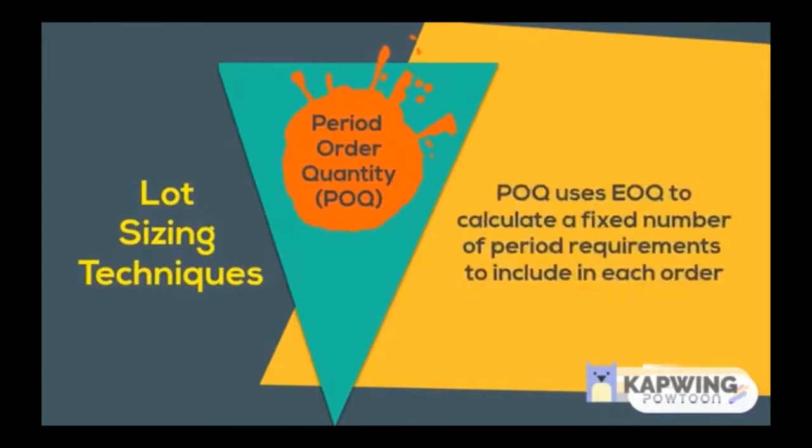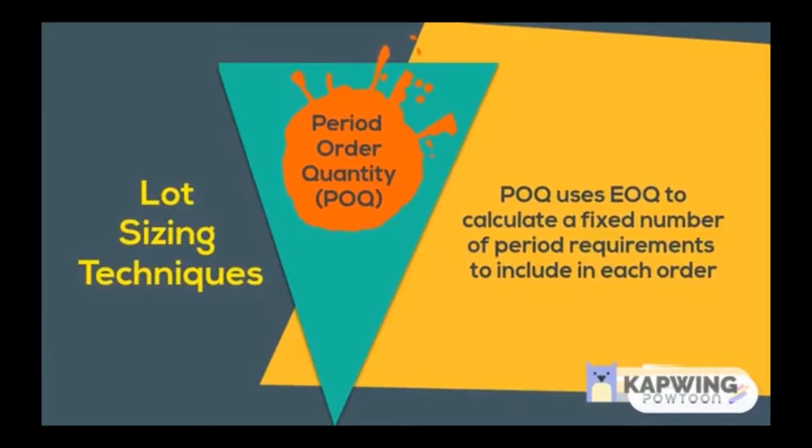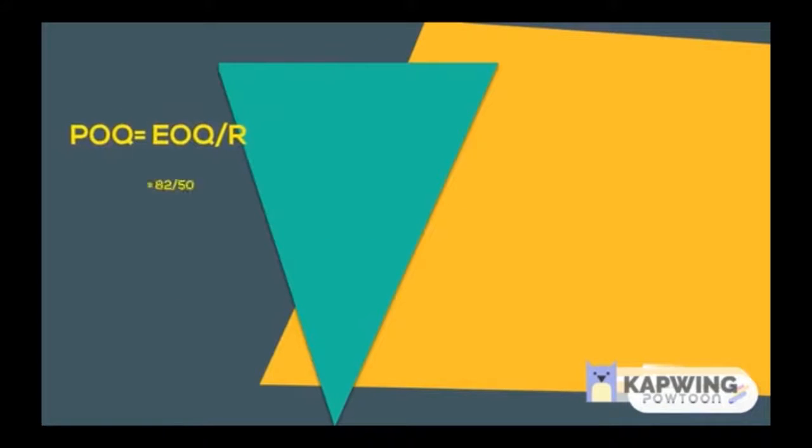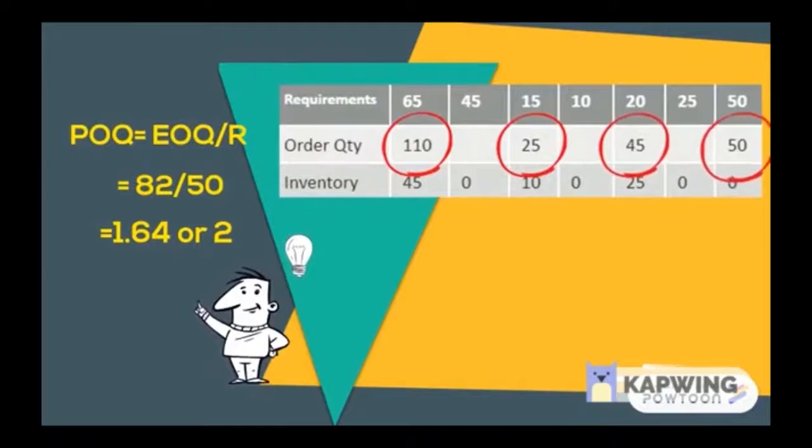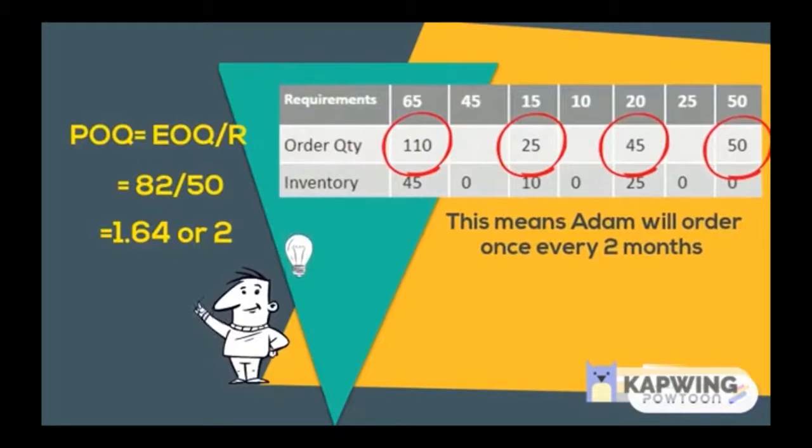Now, moving on to period order quantity, or POQ. POQ uses EOQ to calculate a fixed number of period requirements to include in each order. Dividing the EOQ, which is 82, by the average demand, which is 50, the POQ would be 2. This means Adam will order once every 2 months.